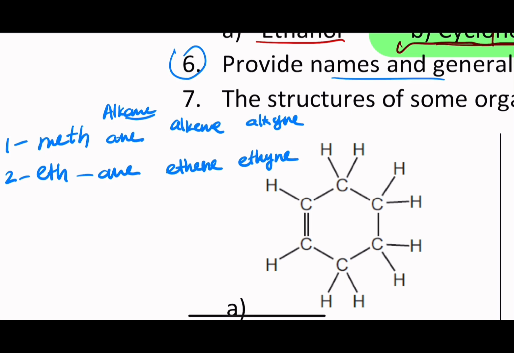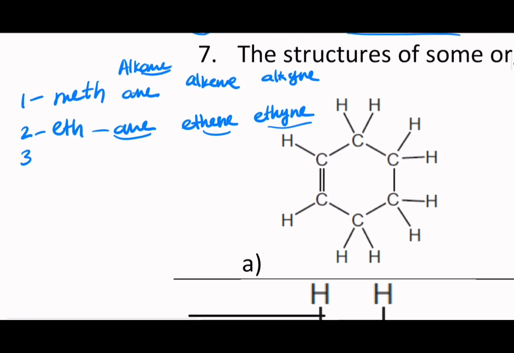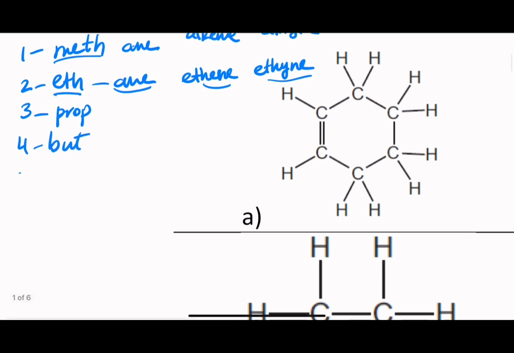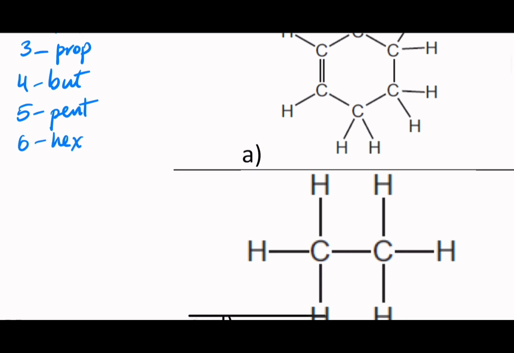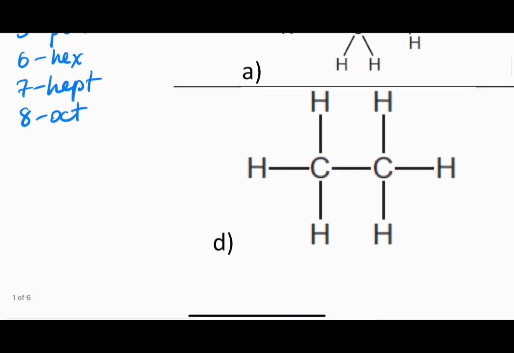So I'm not going to write all the endings, they give you an example, but I'm going to fill in all the numbers for carbon. So meth, eth, and then prop, and then 4 is but, 5 is pent, 6 is hex, 7 is hept. We will cover this in nomenclature too. 8 is oct, 9 is non, 10 is dec.